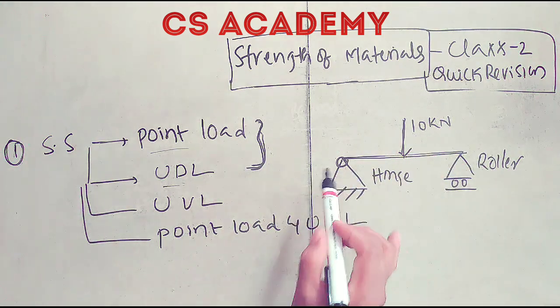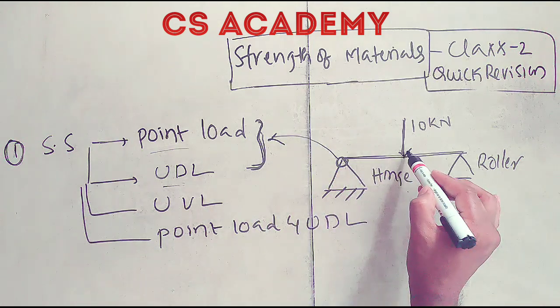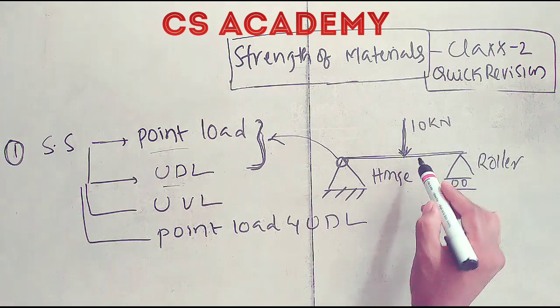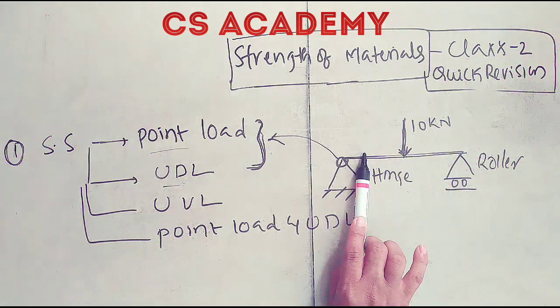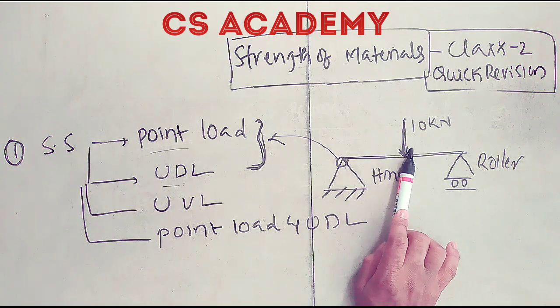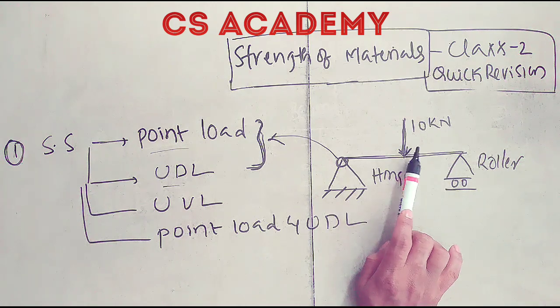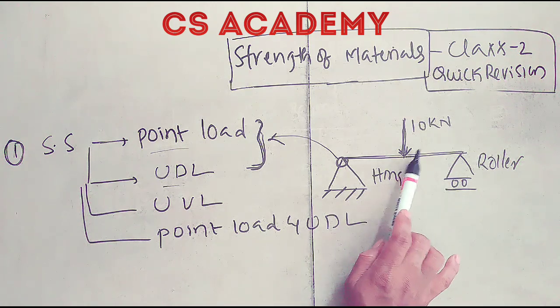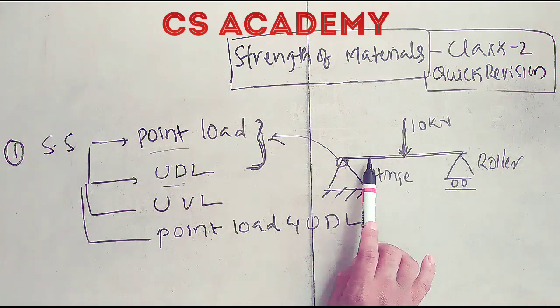This is called a simply supported beam with point load. That means the load can act at any location. It may be at the center, near the hinged support, or near the roller support. That depends upon the type of loading, and based upon that location it differs from place to place.